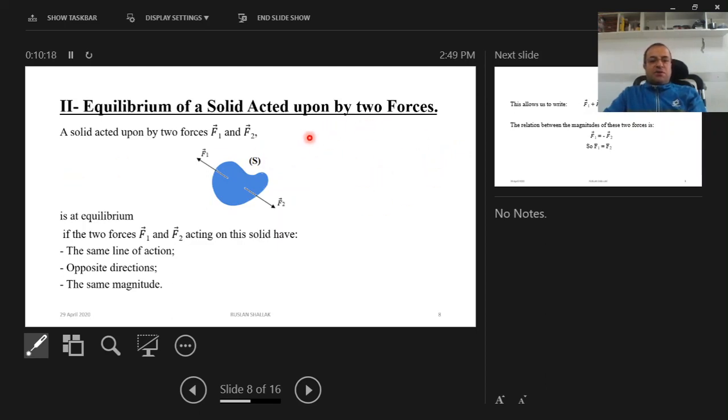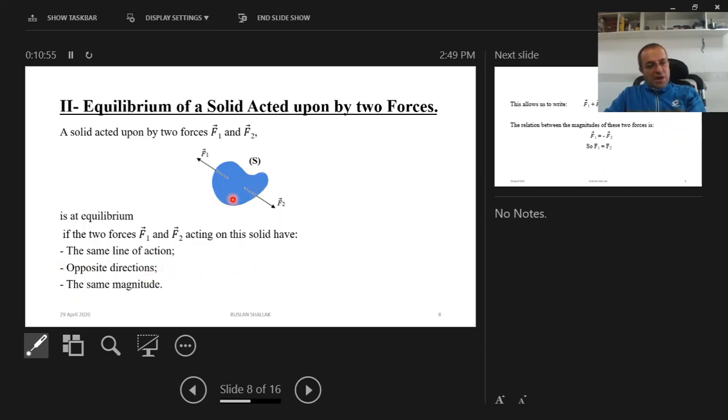Equilibrium of a solid acted upon by two forces. A solid S here, this is the blue one, is acted upon by a force F1 and force F2. It is at equilibrium, which means it is at rest. It is not moving, if the two forces F1 and F2 acting on this solid have the same line of action, the same magnitude, but opposite direction.